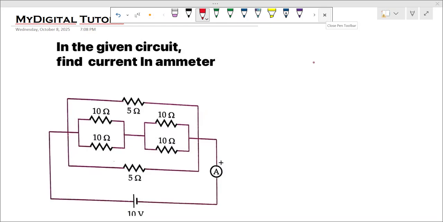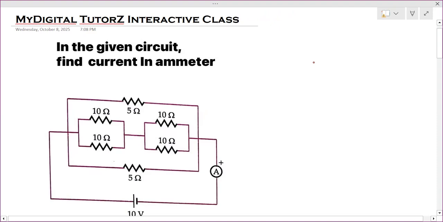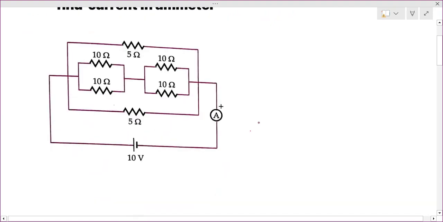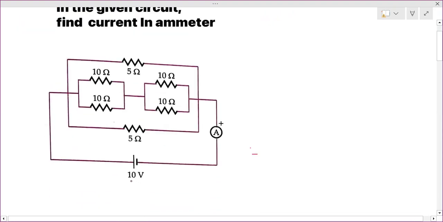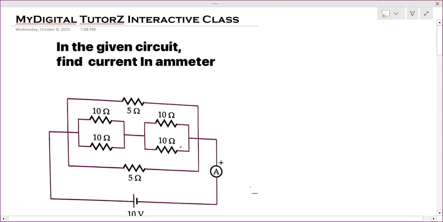So I saw this question on a platform. I said we should just solve it and see. So the question says, in the given circuit, find the current in the ammeter. So we have this circuit. We have to find the current, given the voltage in the entire circuit is 10 volts. So we have to calculate the current.